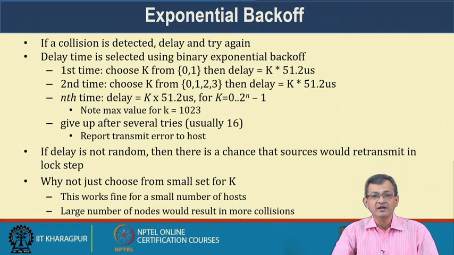If the delay is not random, there is a chance that the sources would retransmit in lockstep. If the range is very small, then it is fine for a small network, but it may be problematic, as a large number of nodes will result in more collisions when k is small.